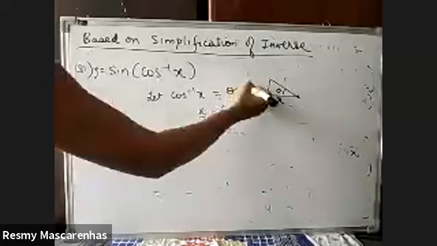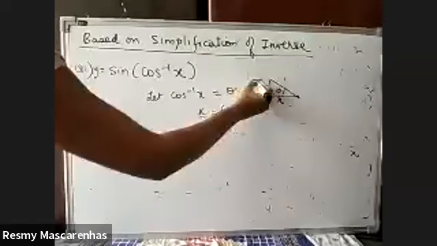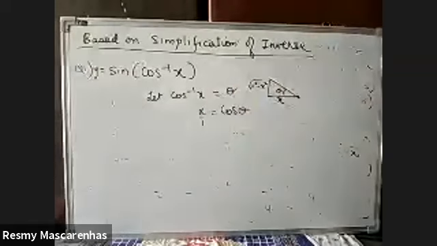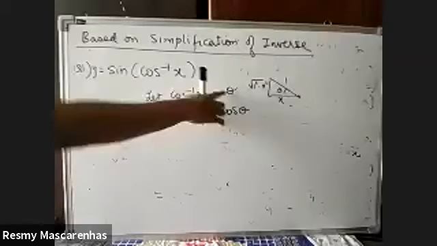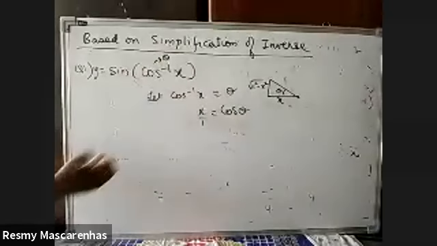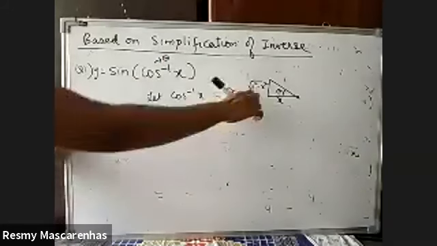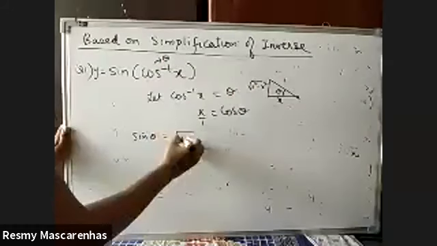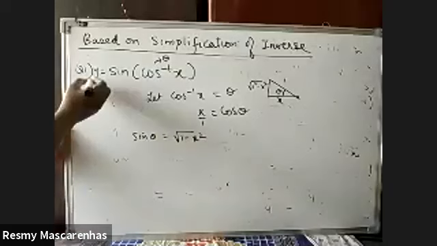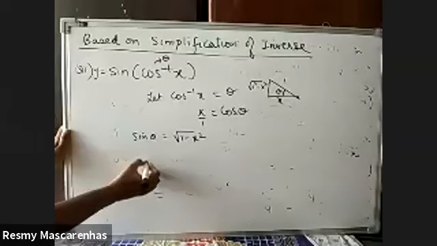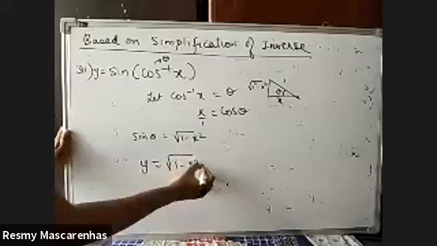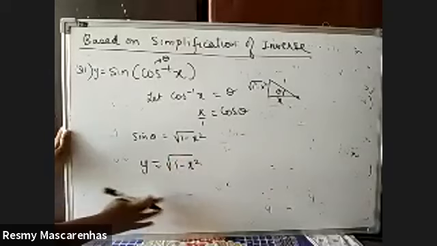So which is the third side? Hypotenuse square minus side square. This you had assumed to be theta. So what is sine theta? Nothing but opposite upon hypotenuse. So your answer y is nothing but root of 1 minus x square.